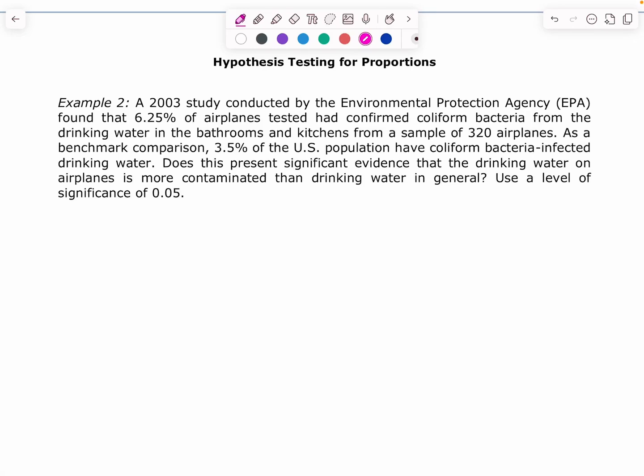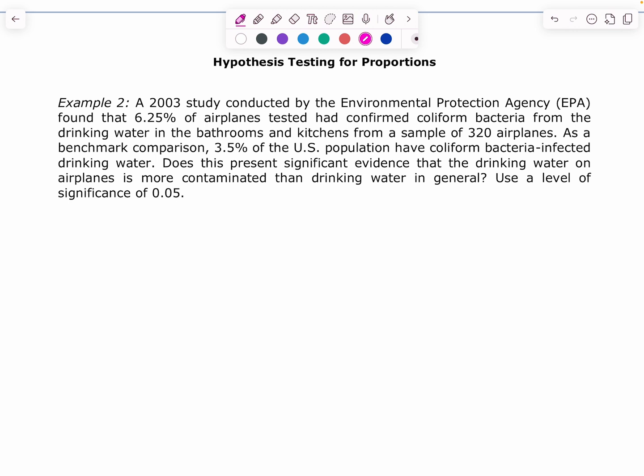Let's do another example of a hypothesis test for proportions. This example says that a 2003 study conducted by the Environmental Protection Agency, otherwise known as the EPA, found that 6.25% of airplanes tested had confirmed coliform bacteria from the drinking water in the bathrooms and kitchens from a sample of 320 airplanes. As a benchmark comparison, 3.5% of the US population have coliform bacteria-infected drinking water. Does this present significant evidence that the drinking water on airplanes is more contaminated than drinking water in general? Use a level of significance of 0.05.